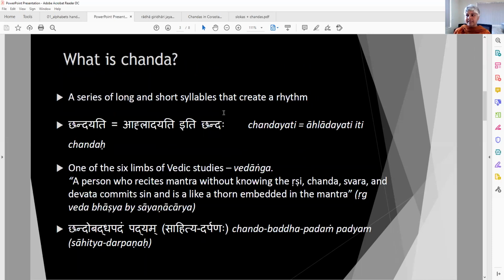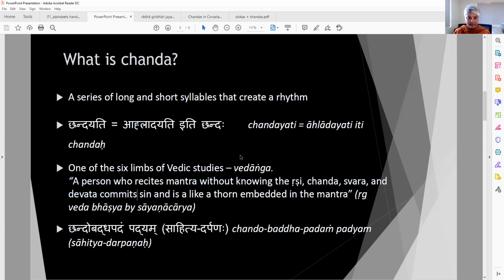And so what is a chanda? Short syllables and long syllables come together to form a rhythm. And without a chanda, or a meter, or a rhythm, there cannot exist a verse in Sanskrit. So we saw how this particular verse says, a person who recites a mantra without knowing the rishi, chanda, swara, and devata commits a sin and is like a thorn embedded in the mantra.